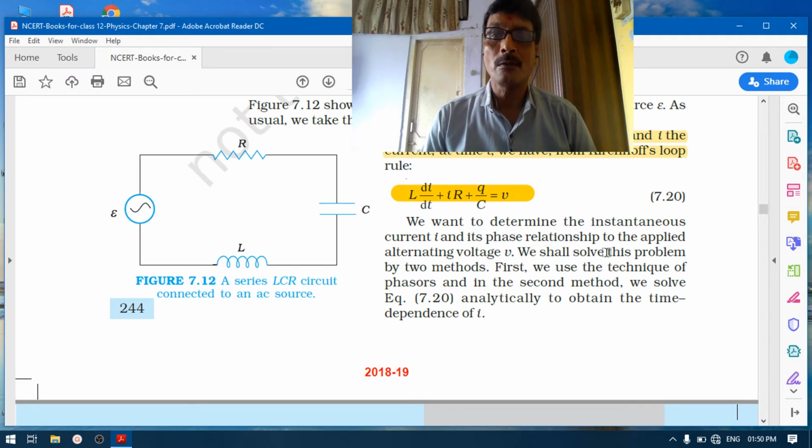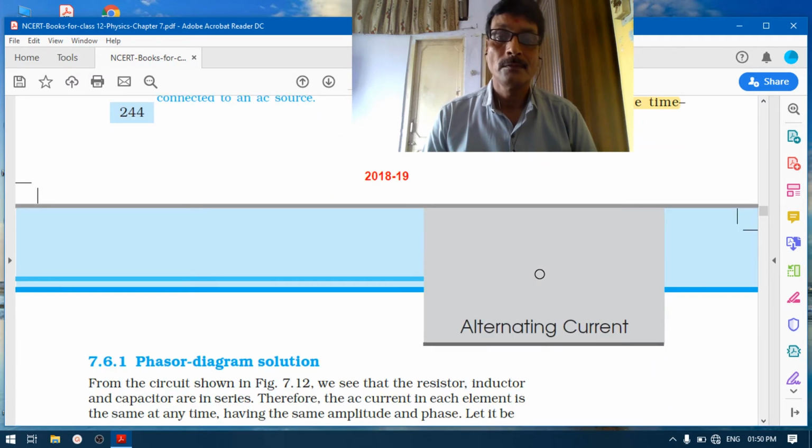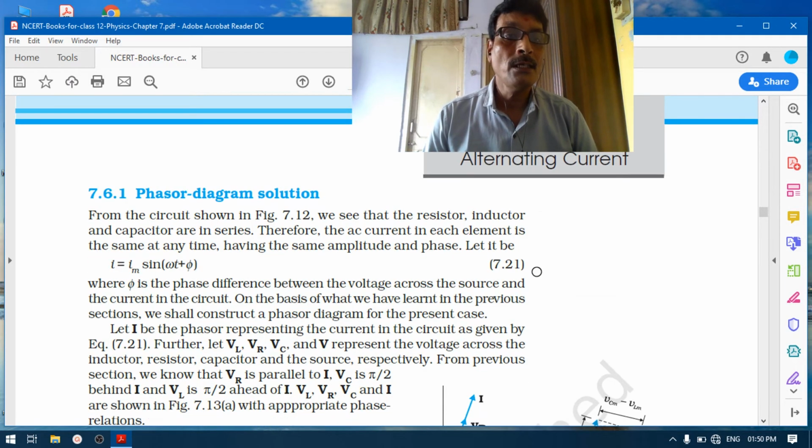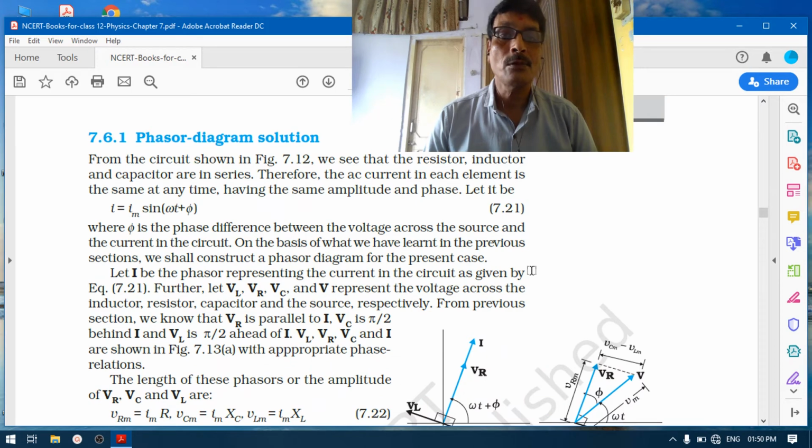We shall solve this problem by two methods. First, we use the technique of the phasor method, and the second method we solve analytically to obtain the time dependent current I. Now we use the phasor diagram solution first of all.